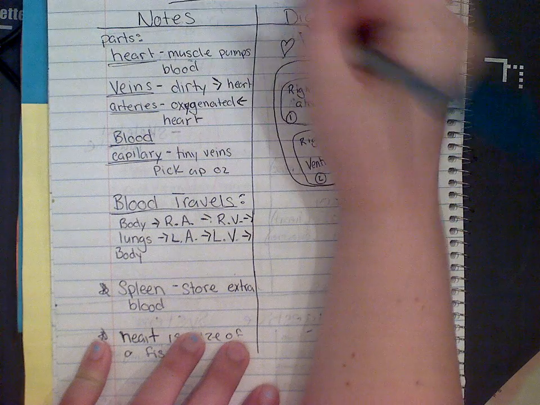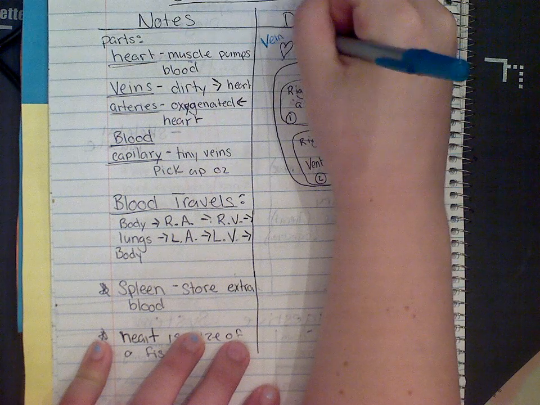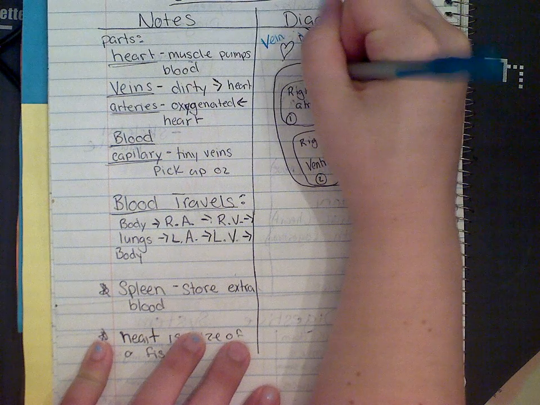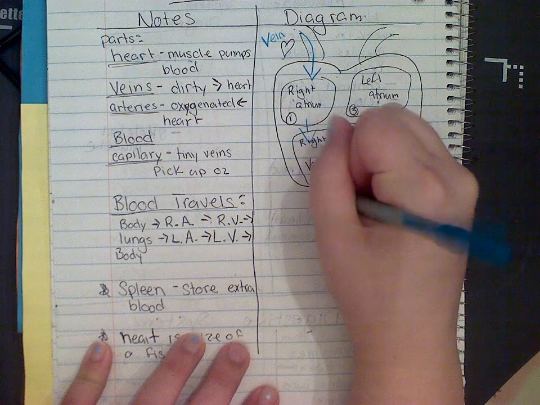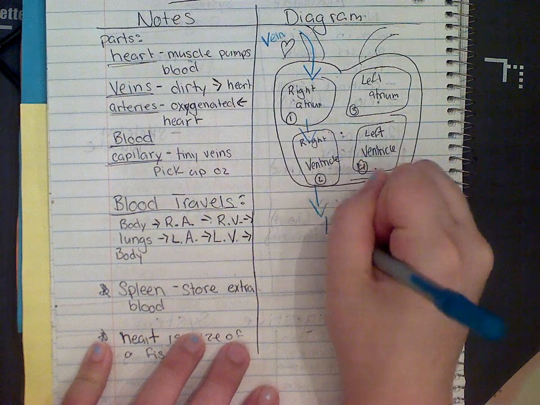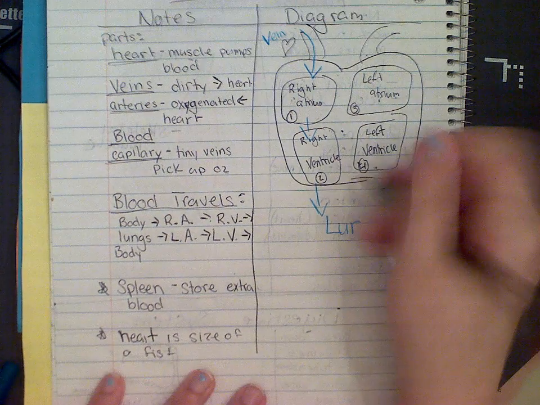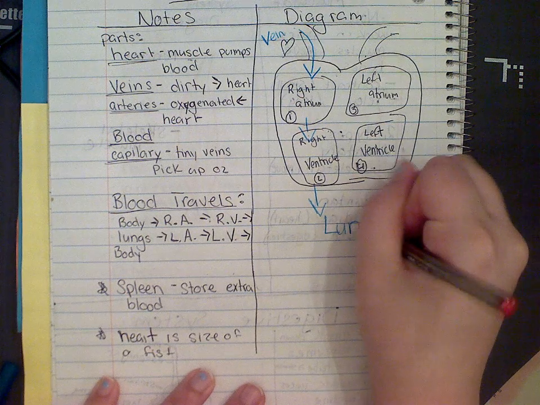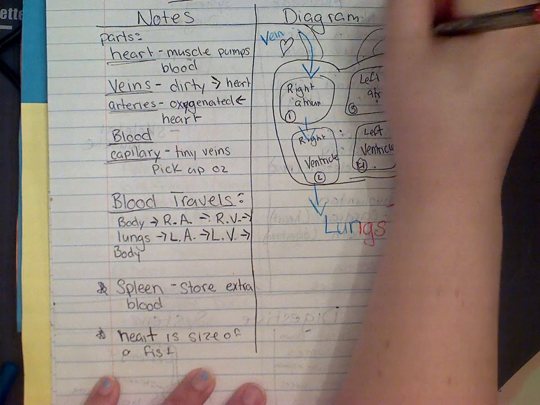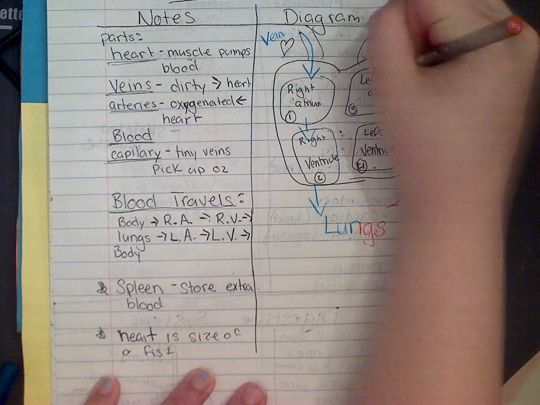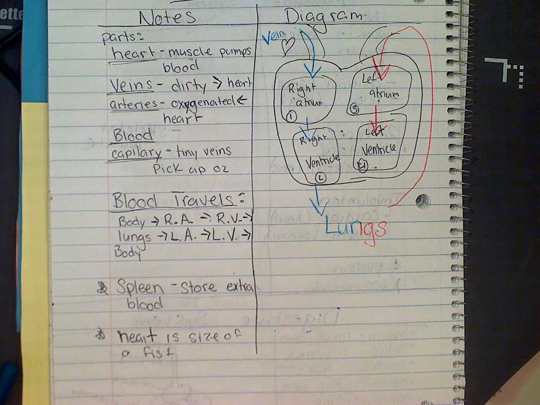So this would be coming from veins. I'm going to put the word vein up here, and in blue, I'm going to show the blood comes in, and it keeps traveling through, and then it goes out, and when it comes out, it's going to the lungs, and then it gets oxygenated, and it travels back in, and down, and then eventually it would leave back to your body.